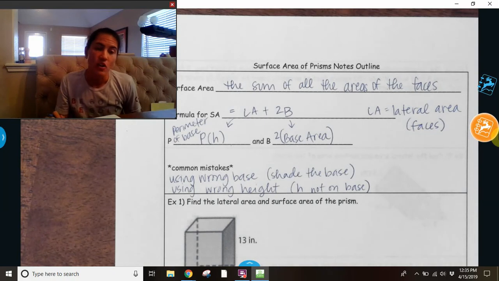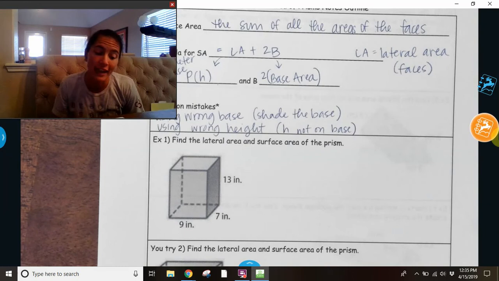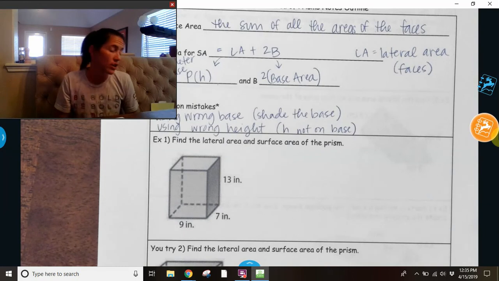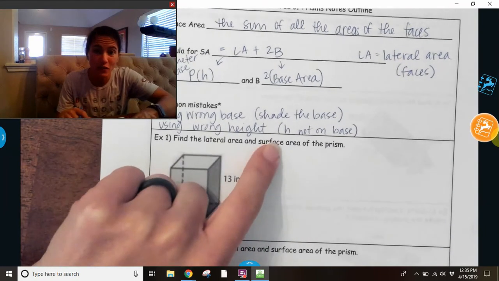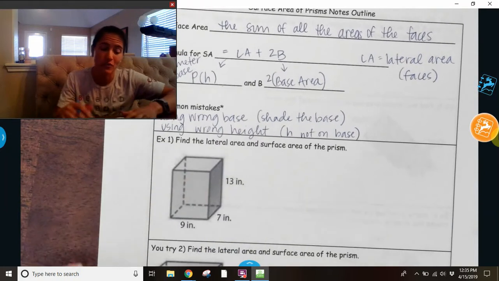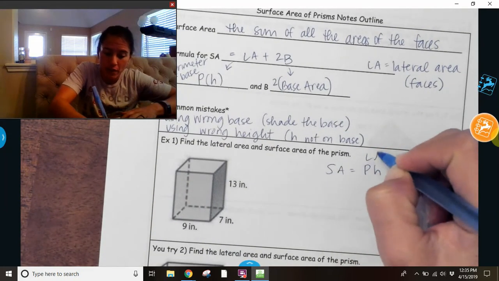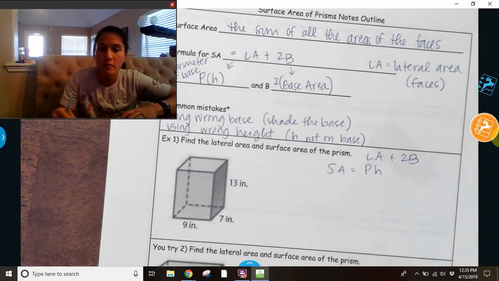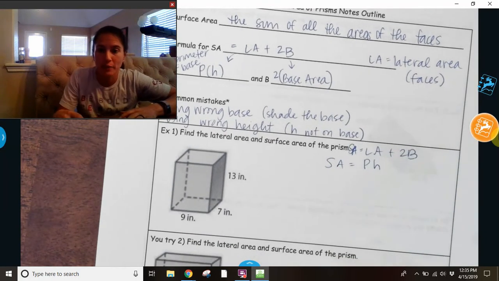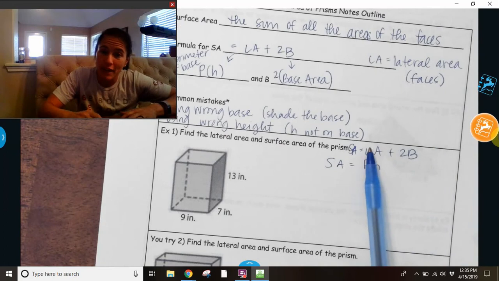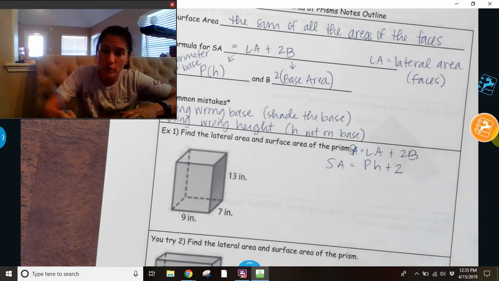Okay. And so let's just dive into some examples. Example 1, find the lateral area and surface area of the prism. So in this example, it wants both the lateral area and the surface area. Well, to find the surface area, you also have to find the lateral area. So let's start with LA plus 2B. So surface area equals LA plus 2B. Then we're going to break it down. Lateral area breaks down to PH plus 2B.